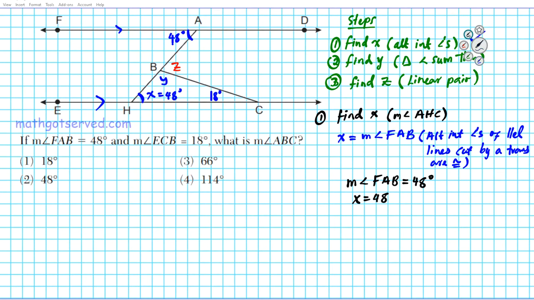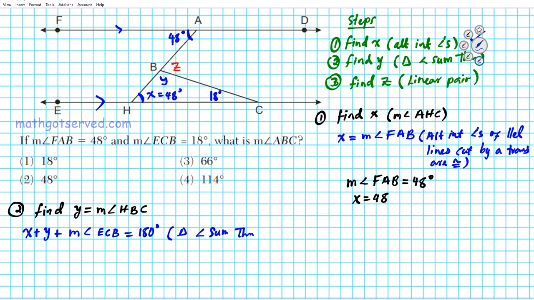So for part 2, we want to find the variable y, which is equal to the measure of angle HBC. All right, so what's the relationship between x, y, and angle ECB that we can use to solve for y? It's the triangle angle sum theorem, right? We know that x plus y plus the measure of angle ECB, all right, the sum of the interior angles of a triangle is equal to 180, and that's by the triangle angle sum theorem. Bam, we know all of this.